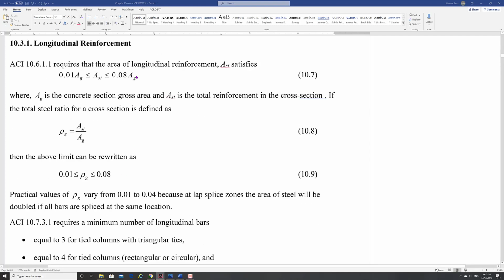Now typically we don't go past 4%, we don't get to this 8%, and the reason for that is because you have to count those places where you put splices. In splices, you normally double up things, right? So you can only go to 4% because when you double, you get to 8%. But typically, columns are going to have percentages less than 2%. Most are going to be 1%. Okay? What else do we need?